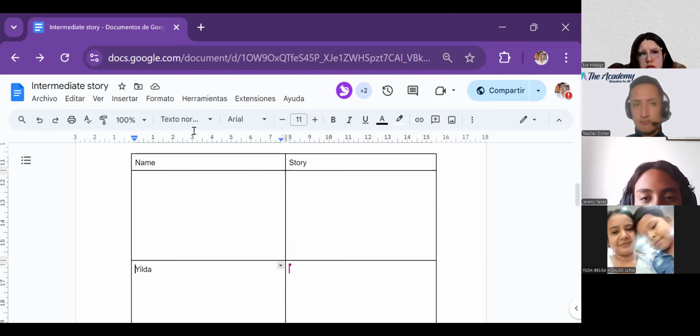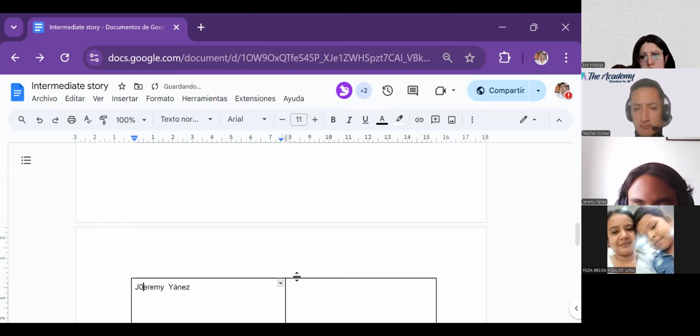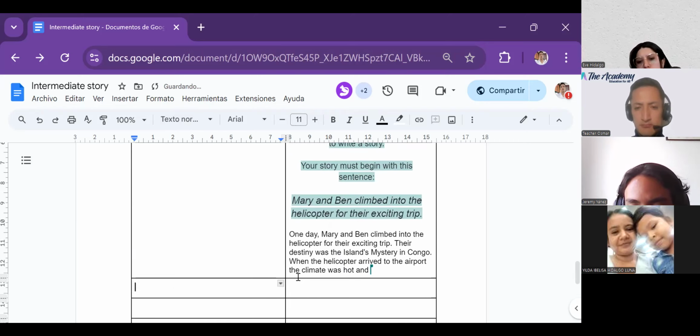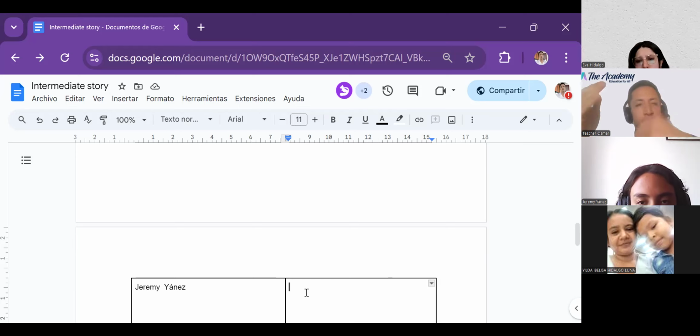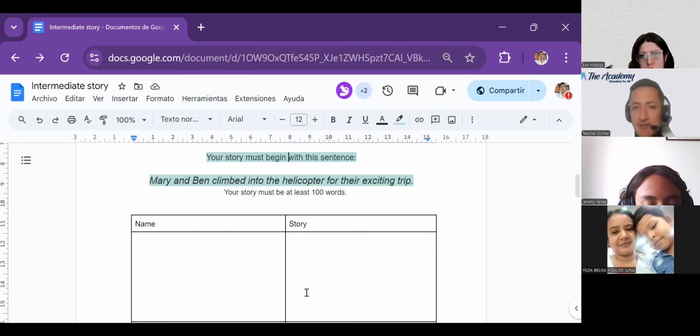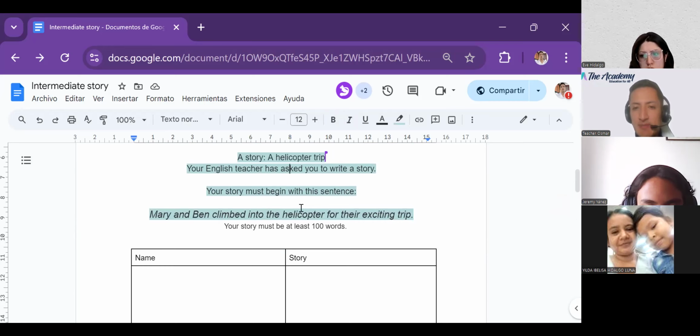Teacher. Yeah, tell me. Should I write the exact sentence? Mary and Ben climbed into the helicopter. Just the first part, okay? Just the first sentence, and the next you can use your imagination. Okay, the first sentence must be the same. The first sentence, Mary and Ben climbed into the helicopter for their exciting trip. Jeremy, yeah? Yes, okay. Excellent, very good.